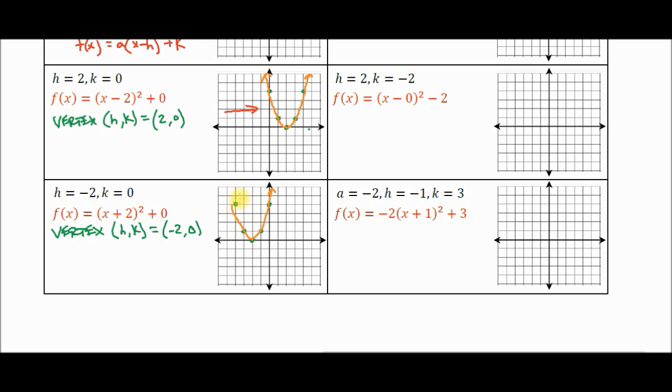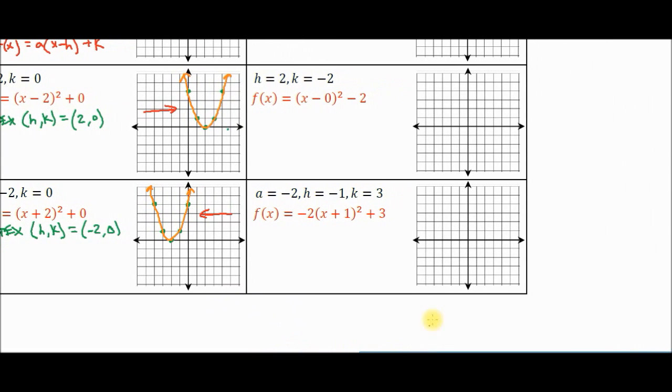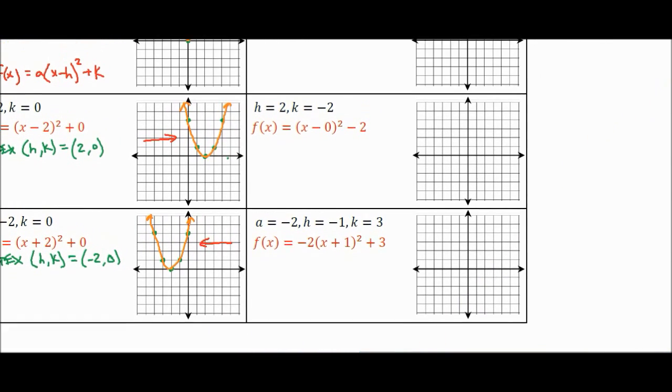The shape, or the width, of the parabola looks to be the same as the parent graph because a didn't change. But because h changed, this parabola actually shifted 2 units to the left. Let's take a look at what happens when k changes.